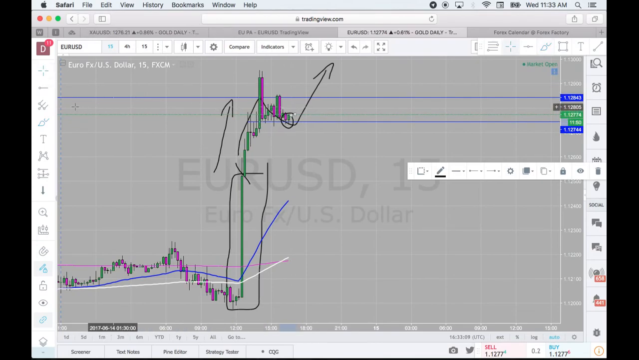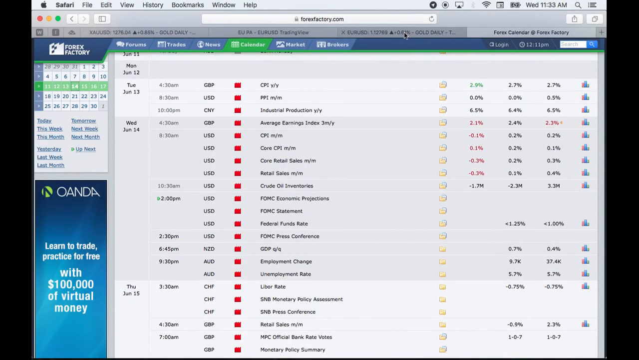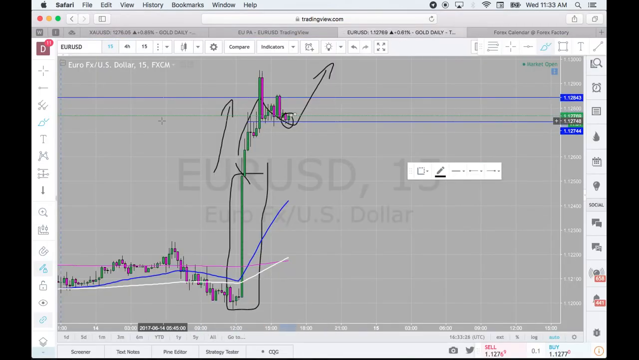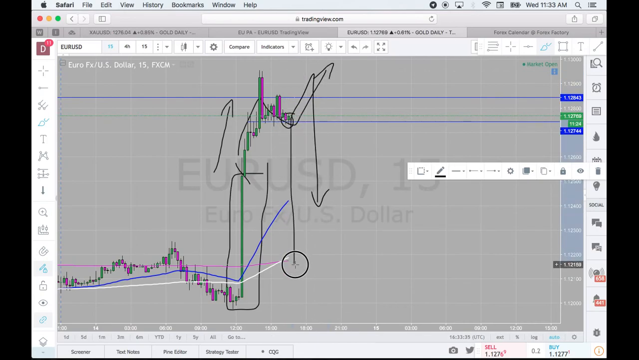What can we expect? We can expect, possibly within the next hour or so, hour and a half, when the news event comes, either a spike to the high and then drop, or just a drop as it is, when the news event comes, that is.